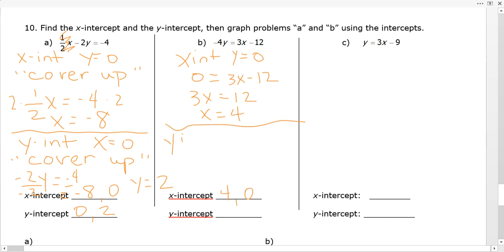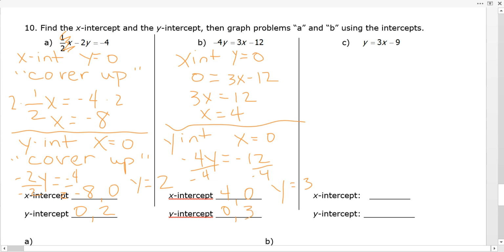And for my y-intercept, x equals 0. So I have -4y equals -12. Divide by -4, and I have y equals 3. So I have 0, 3.